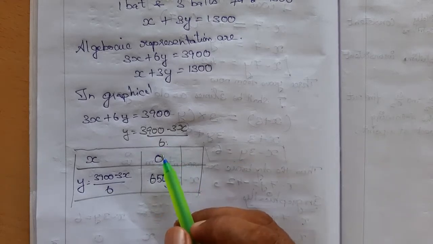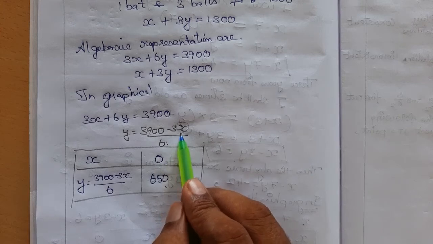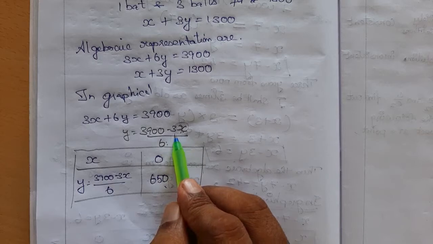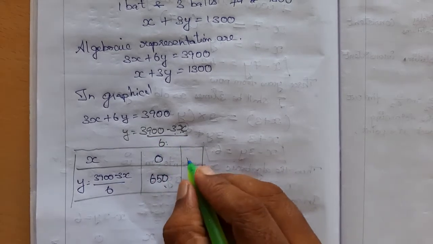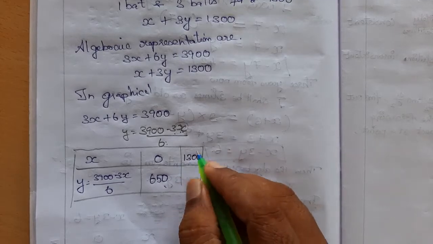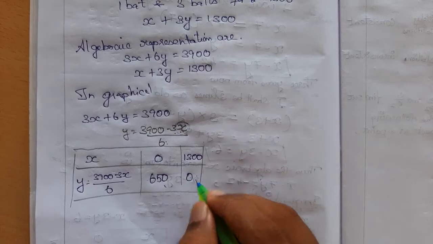Now you can substitute any number, right? Let me consider 1,300. So the numerator will become 0. 1,300 times 3 is 3,900. 3,900 minus 3,900 is 0. 0 by 6 is 0. So I'm considering 1,300 here. If we substitute 1,300 here, this term will become 0. Clear?